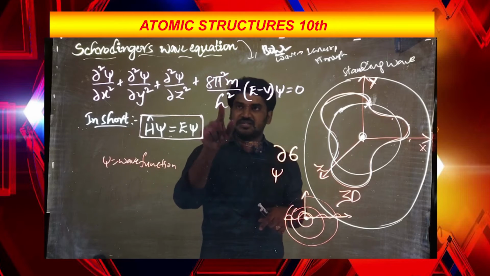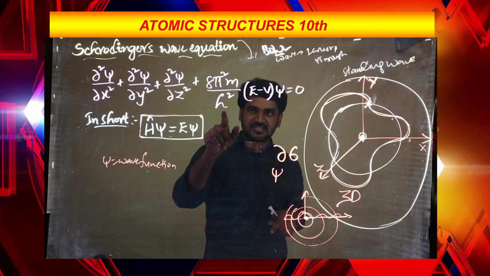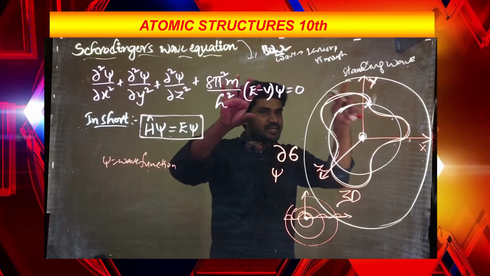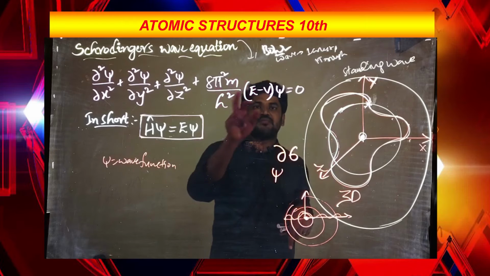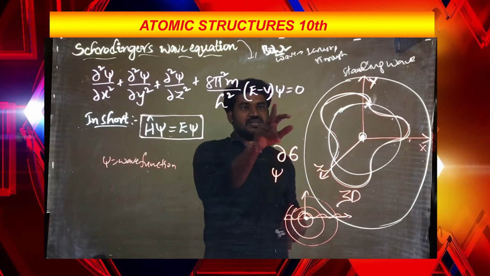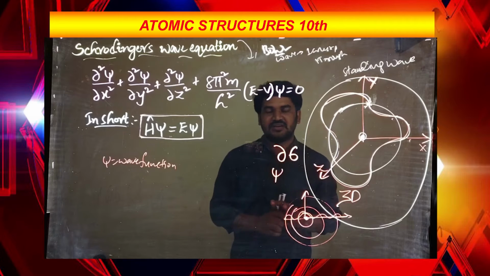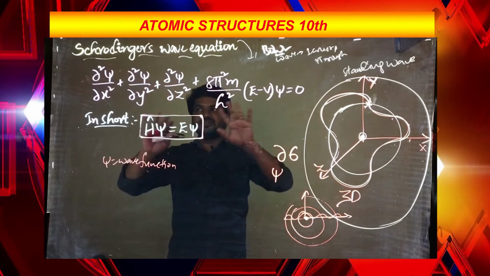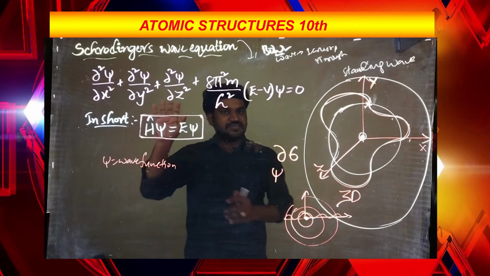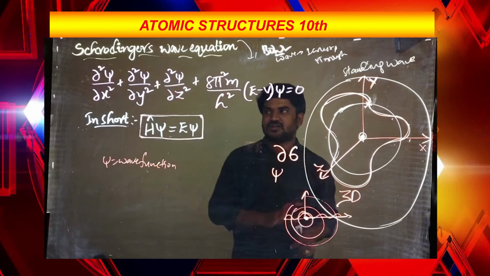H is also a constant, and pi is also a constant. Planck's constant, this is right. And E means the total energy of the system minus V, the potential energy, into psi is equal to 0. Again, psi means the wave function. So this is the equation given by Schrodinger, that we call Schrodinger's wave equation.